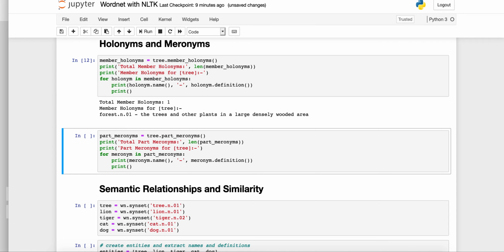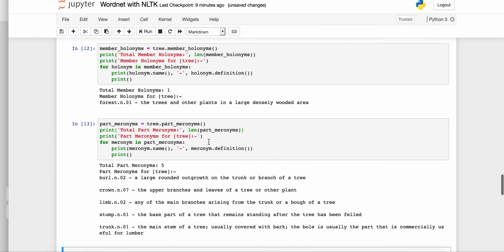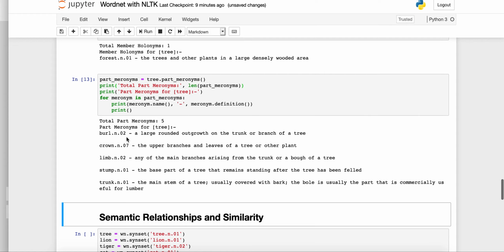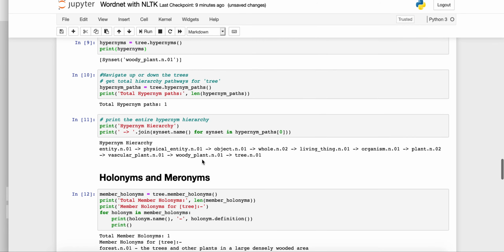So we have a couple other relationships here, holonyms and meronyms, which shows that a tree is part of a forest, so part of a group. And here, just the opposite, smaller parts of a tree. So a limb, a stump, and a trunk are parts of a tree. So these are parts of something, or the word is part of a larger group, which is a different type of relationship than one word in relation to other different entities or lexical items.